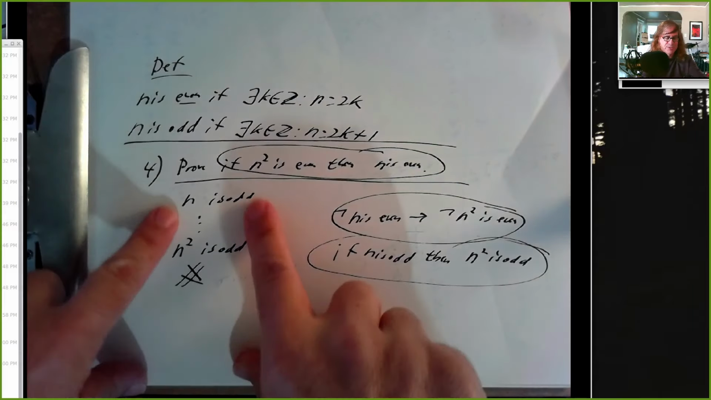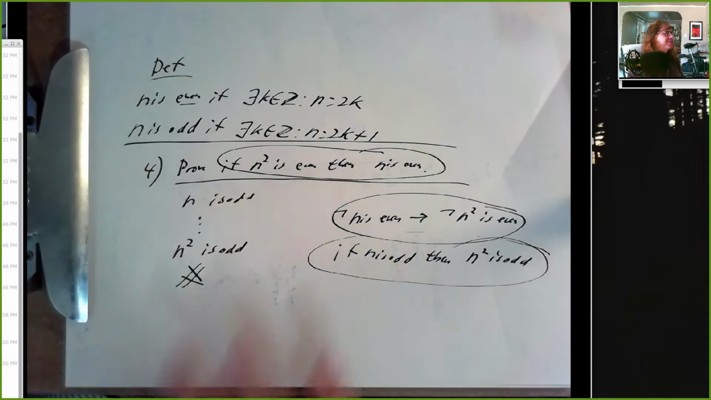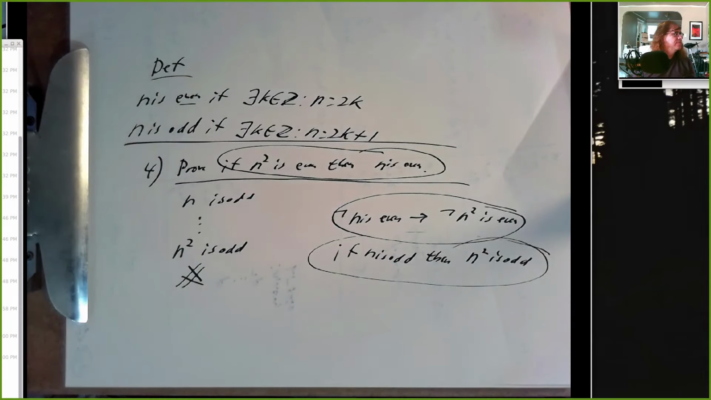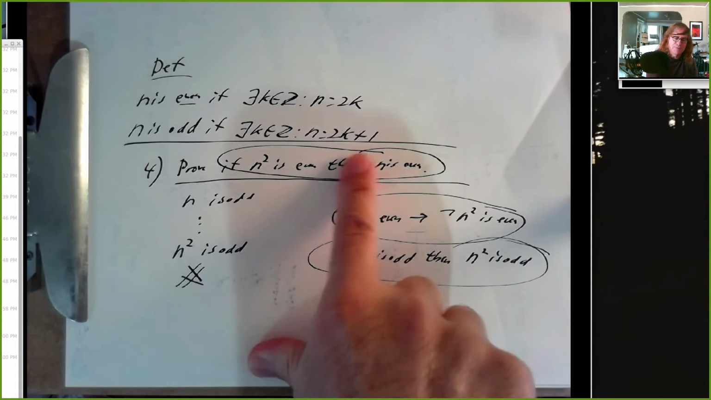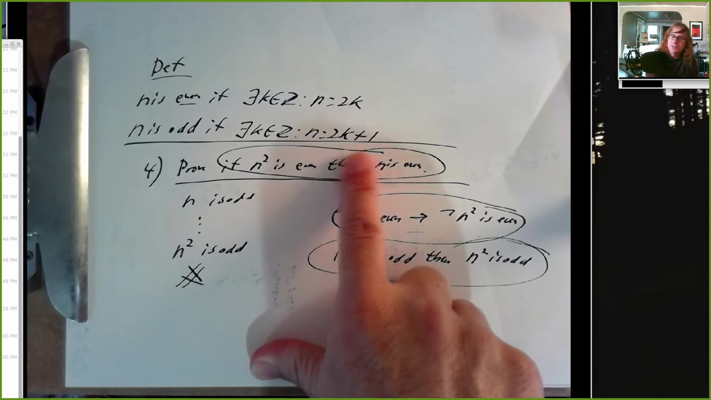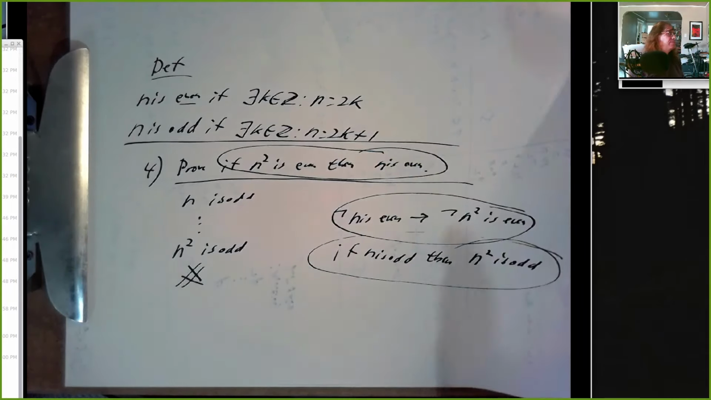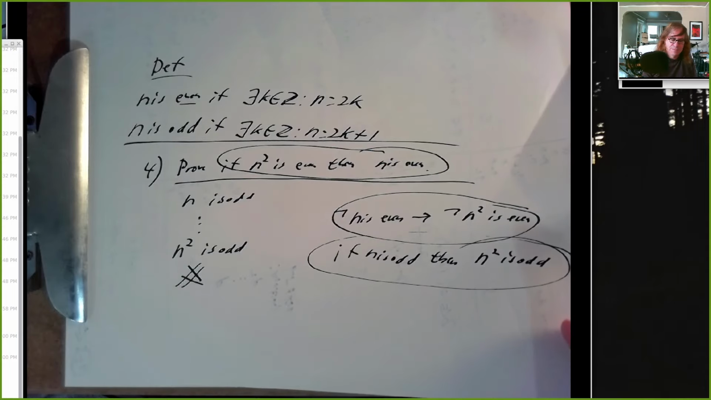But this is a pretty straightforward direct proof. I think we even did it in class. We did a version of it. And so use the definition of odd, right? Write n is 2k plus 1, square it, and show that that can be put in the form of 2 times some other integer plus 1. That tells you n squared is odd. Cool. Other questions?